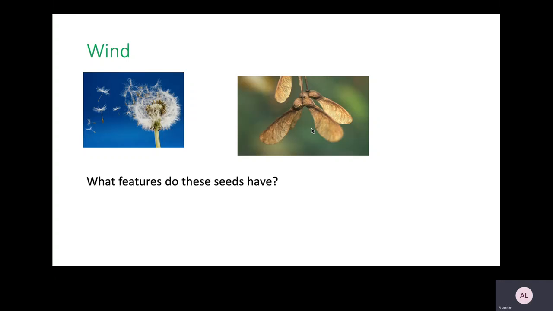So that's explosive. Wind. So have a look at these seeds. Look at what features they have, and how that might help them be spread through the wind. Let's have a think about it.